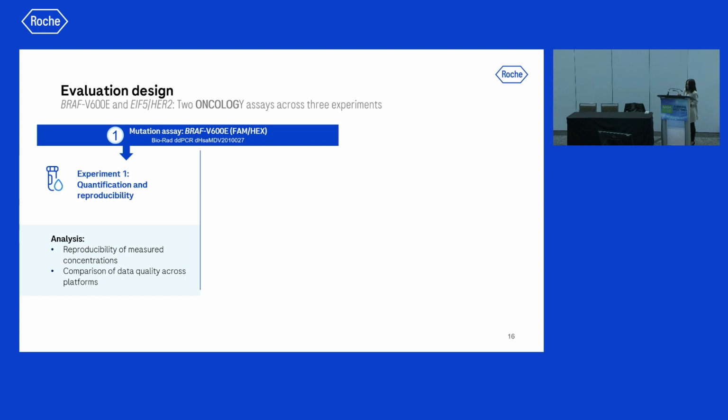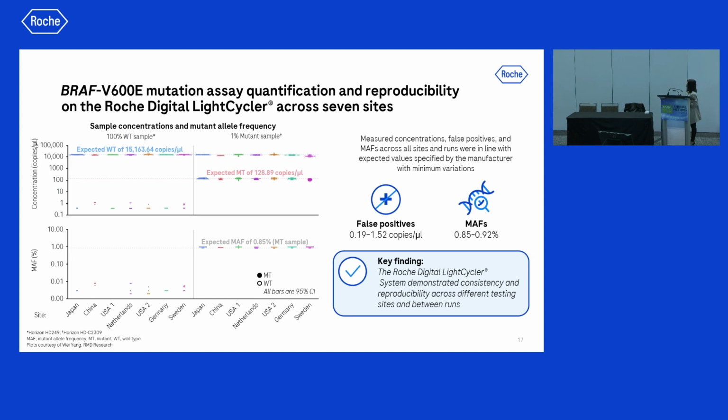So let's go ahead and look at what's depicted here as the results. For the first experiment, as I mentioned, we're looking at the rare mutation assay, BRAF V600E, an off-the-shelf Bio-Rad commercially available assay. Across all 7 sites, depicted here on the x-axis, we have sites ranging from the US, China, Germany, all the way to Japan as well. On the top panel is the sample concentration in copies per microliter, and below it is the mutant allele fraction as a percent.